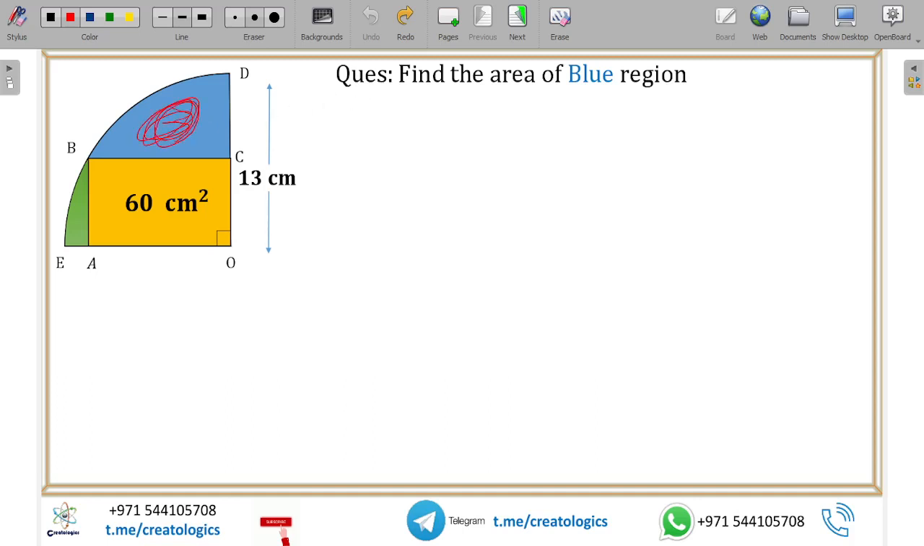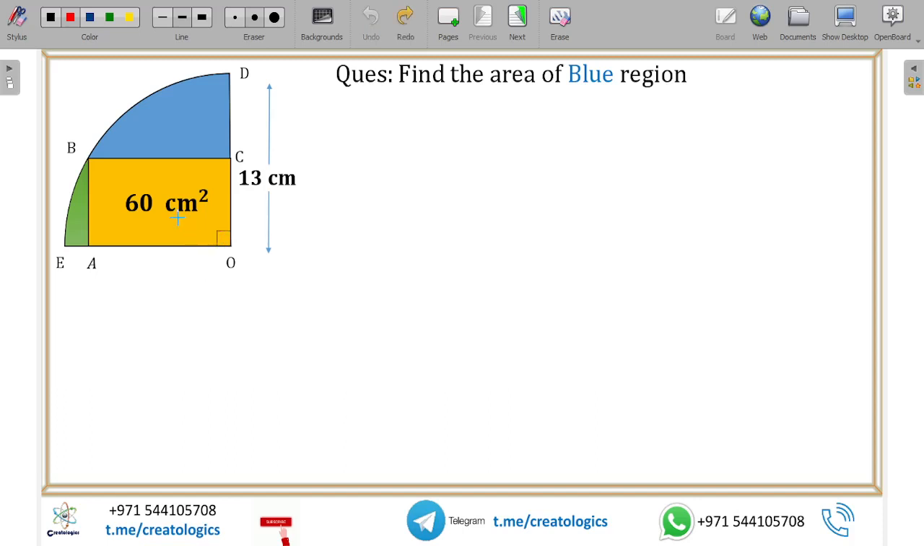We need to find the area of this portion, when the information given to us is that the area of this rectangle is 60 centimeter square and the radius of this quadrant part is 13 centimeters. Actually it is a quadrant, which is 1/4 of the circle, right? Because you can see the perpendicular is here, the total angle is 90 degrees.